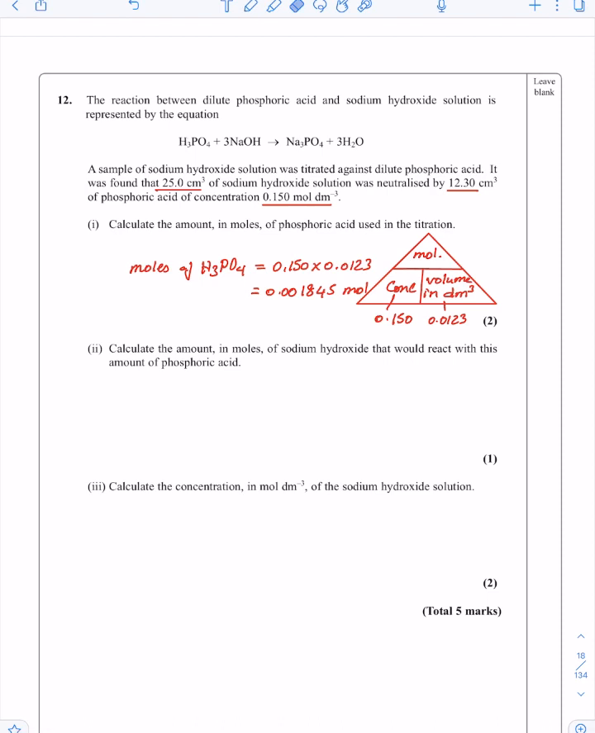Part two: calculate the amount in moles of sodium hydroxide. What is the ratio between phosphoric acid and sodium hydroxide in the equation? It's 1 to 3, meaning sodium hydroxide is 3 times the phosphoric acid. So the moles of sodium hydroxide is equal to 3 times 0.001845, and that gives us 0.005535 moles.